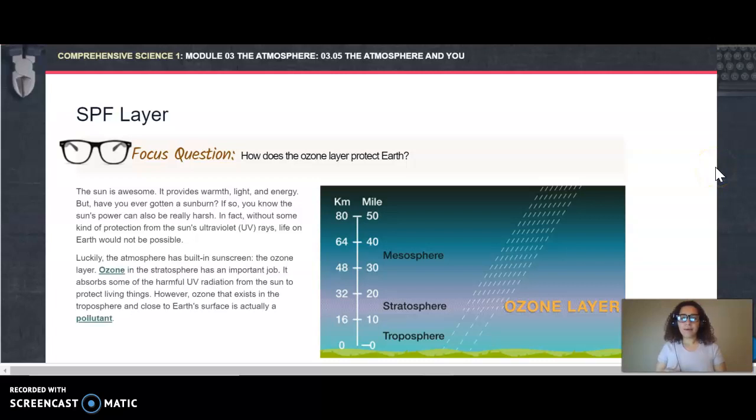So I said that we were going to go back and talk about the ozone layer. So think of the ozone layer as almost like the Earth's natural sunscreen. So the whole job of the ozone layer is to absorb some of the harmful UV radiation from the sun, and that helps protect us.